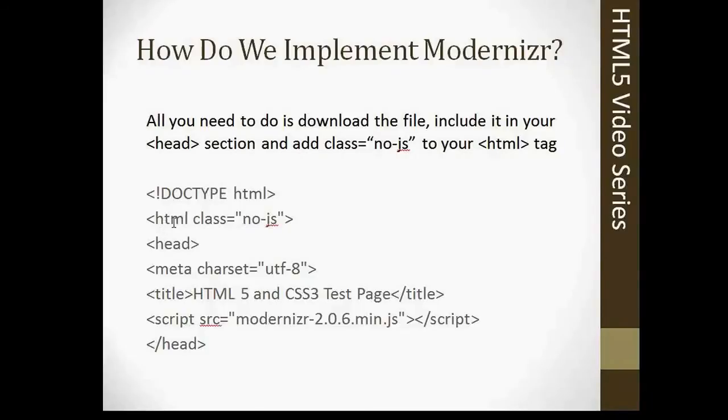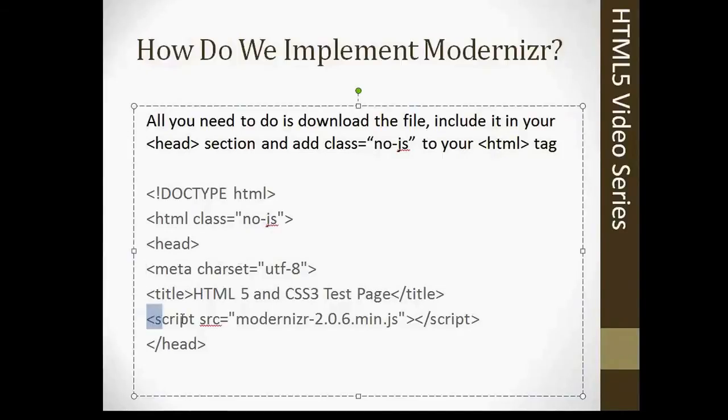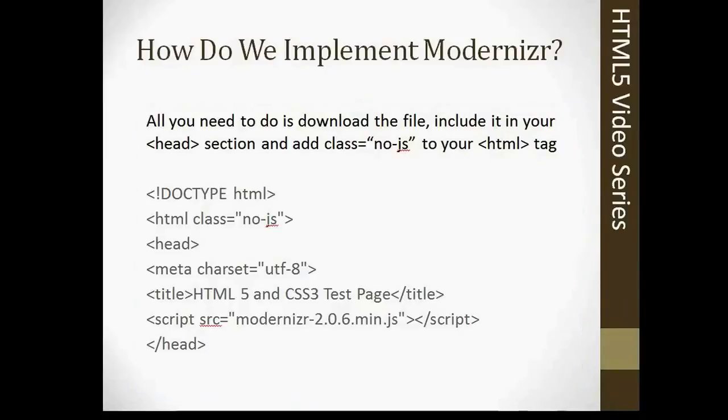First of all, you'd add a class to HTML called no-js, no dash JS, and then down here you just include the script, the actual file that you downloaded and generated. We've gone over how to include external scripts. So that's pretty much it. Once you've done that, you can start using Modernizr and its functions.